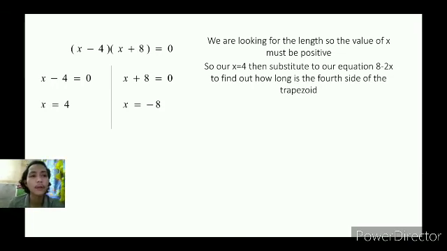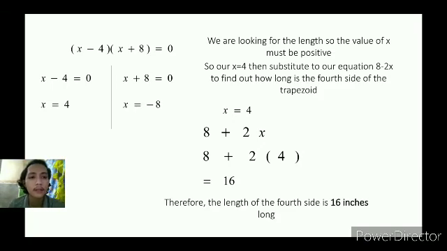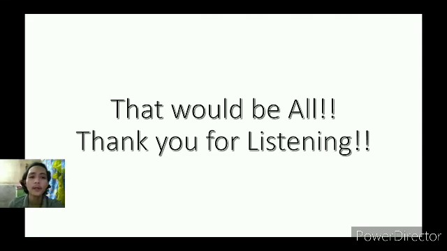Then substitute to our equation 8 plus 2x to find out how long the fourth side of the trapezoid is. So 8 plus 2x, and for the value of x, which is 4, I'm just gonna substitute 4. Got 8 plus 2 times 4, and we have this final answer, 16. Therefore, the length of the fourth side is 16 inches long. And that would be all. Thank you for listening.